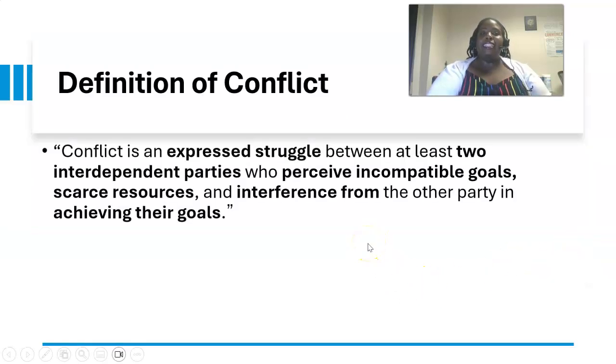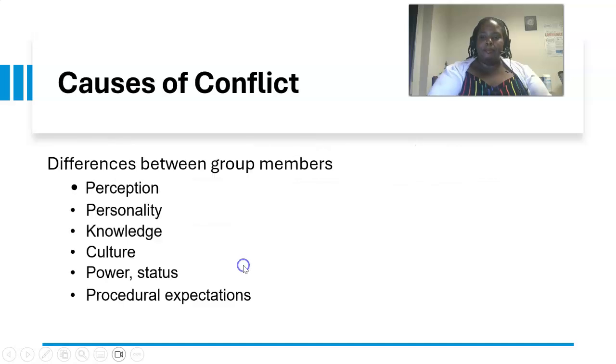Definition of conflict: it is an expressed struggle between at least two interdependent parties who perceive incompatible goals, scarce resources, and interference from the other party in achieving their goals. Now, notice the words in bold: expressed struggle. So, per this definition, someone has to know about the struggle. At least two interdependent parties. Now, we can't have our own internal conflict, but in this case, it has to be at least two people that engage in a conflict who have incompatible goals, scarce resources, and interference with the other party in achieving the goals.